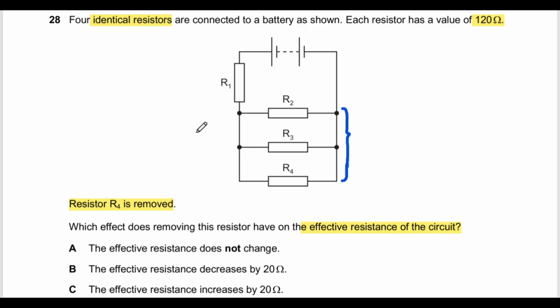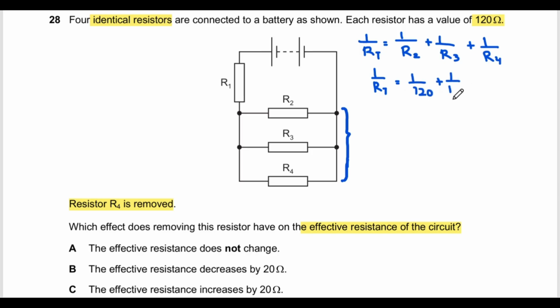So let me calculate their effective resistance first. It would be 1 over RT equals 1 over R2 plus 1 over R3 plus 1 over R4. Now I will plug in the values of R2, R3 and R4. It would be 1 over RT equals 1 over 20 plus 1 over 20 ohms again, and for R4 it would be again 120.